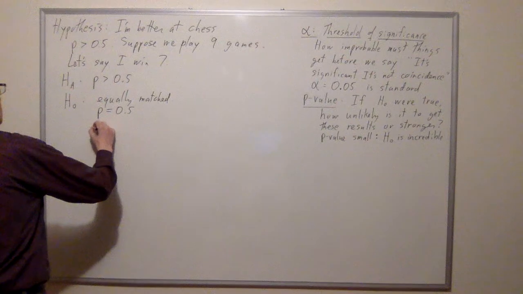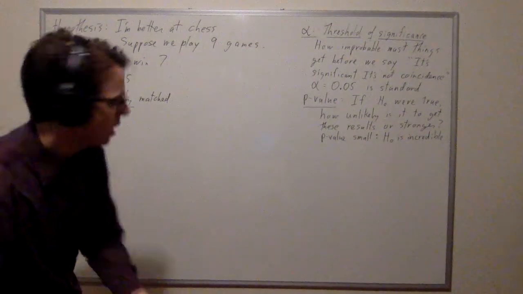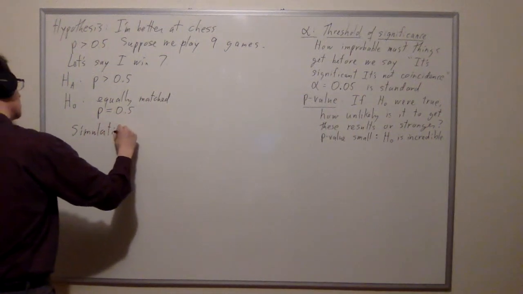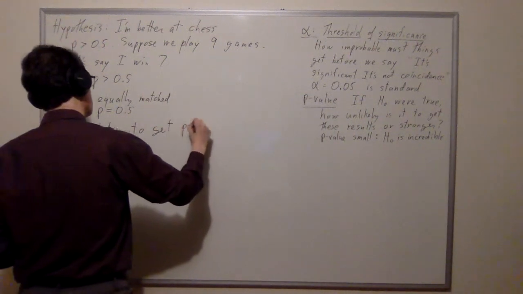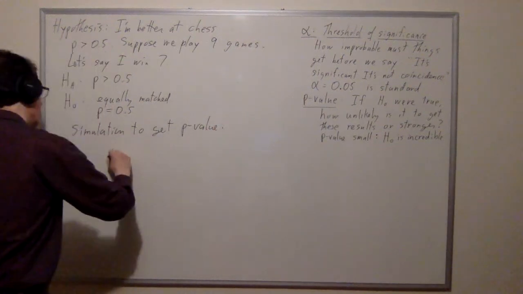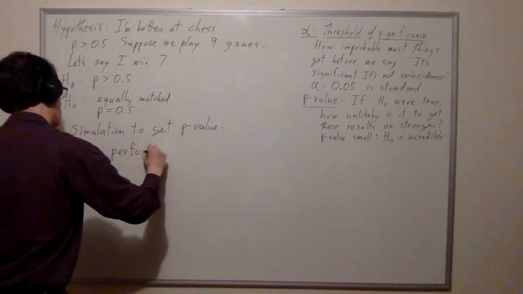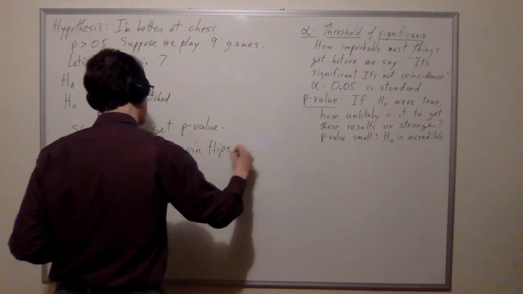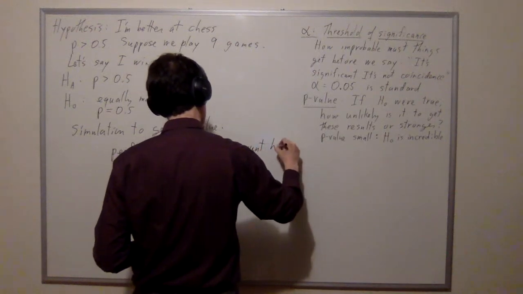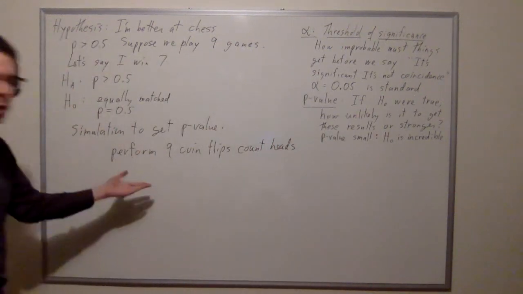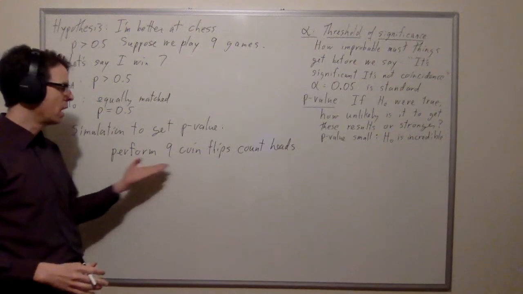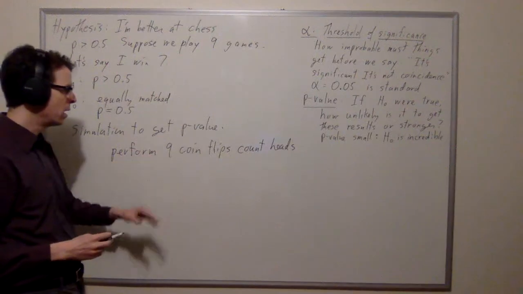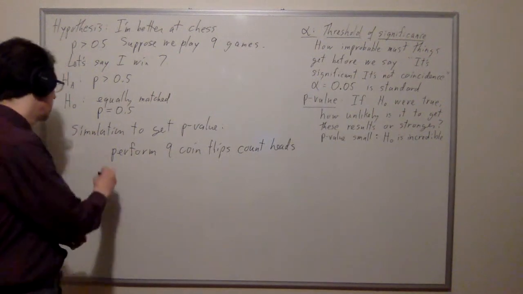So what do we need to do? We have to perform, so let me title this first. So the simulation to get the p-value is, what do we have to do? We have to perform 9 coin flips, and we have to count the heads, right? So that's equivalent to just randomly assigning the outcomes to 9 independent chess games. So we're just going to do that, 9 coin flips, and we're going to count the heads.